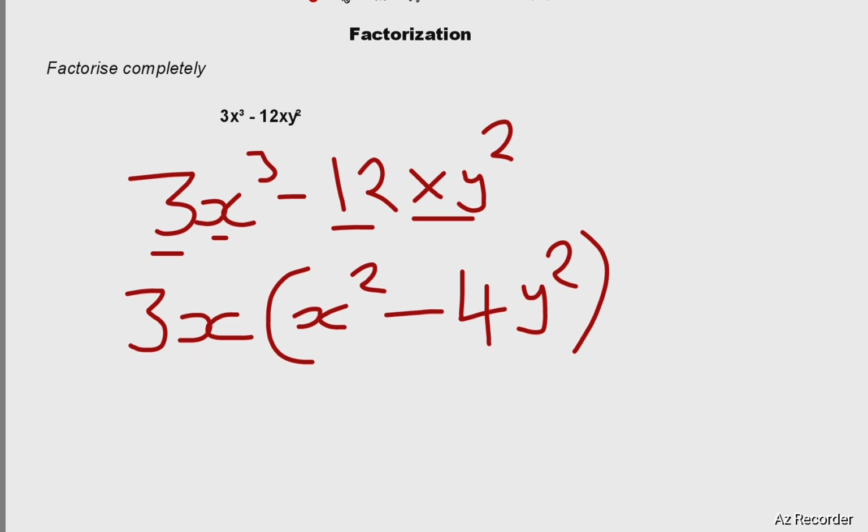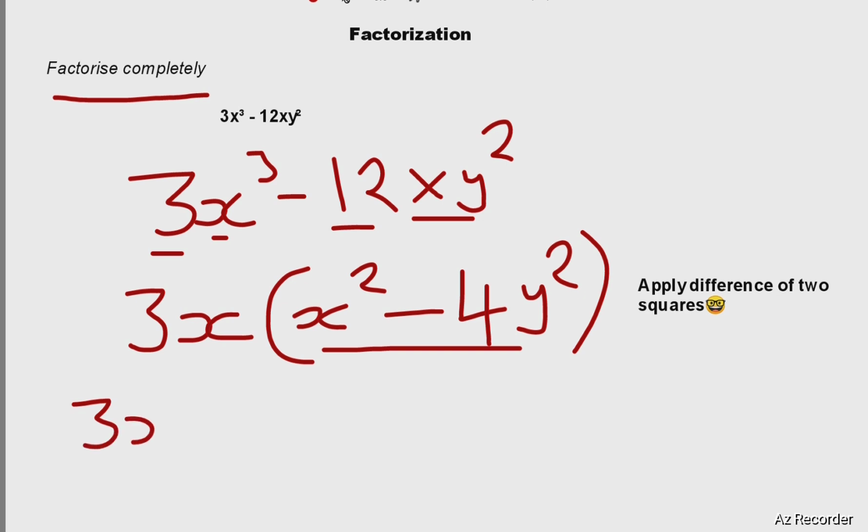So now at this point here, the question emphasizes factorize completely, so we're not done. Okay, we need to factorize to a point where we do away with the squares. And here's where we're now going to apply something called the difference of two squares. So the difference of two squares, here is how you do it. So we apply difference of two squares here. We're just going to apply it to what's in the brackets. So we maintain outside the 3x.